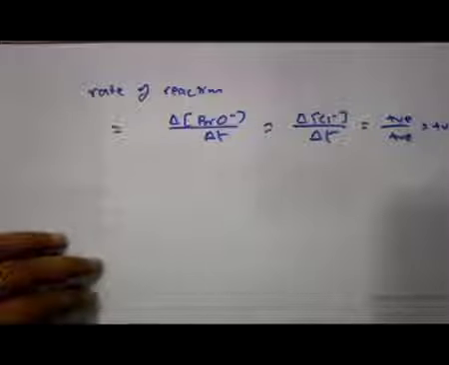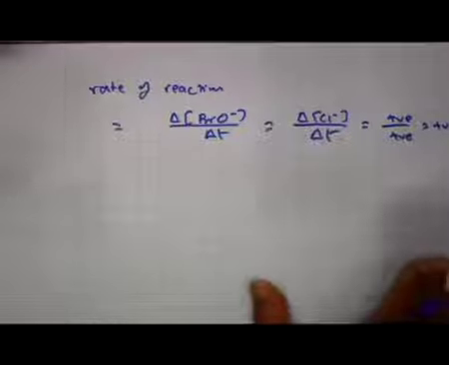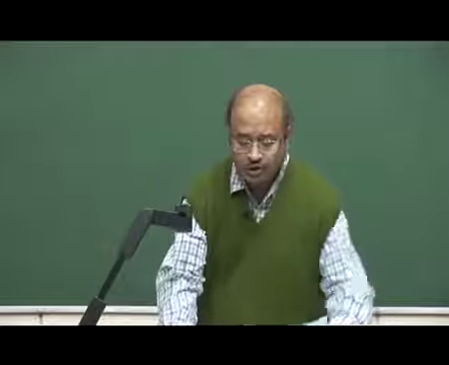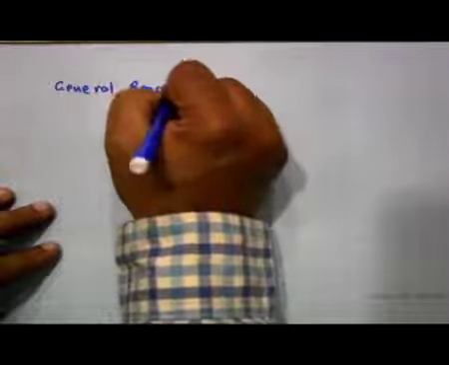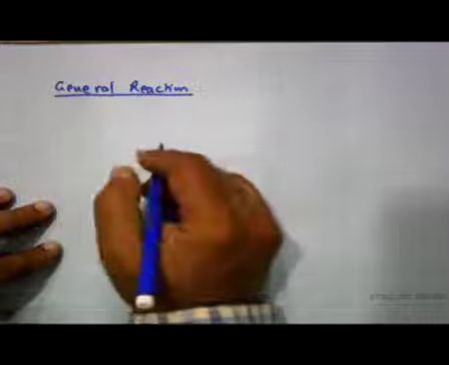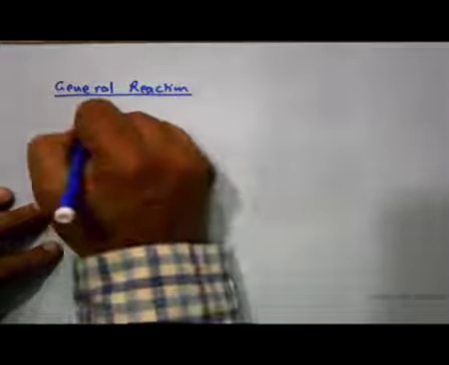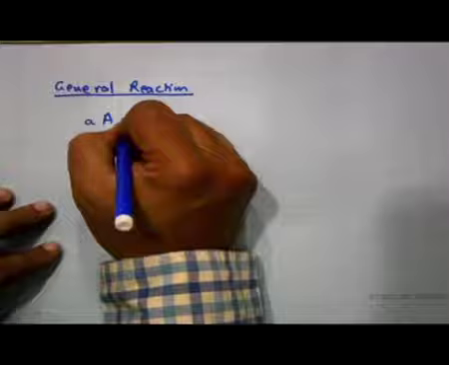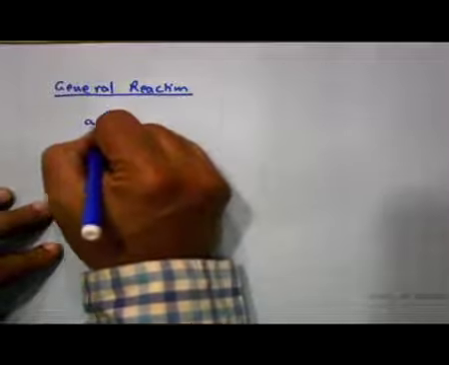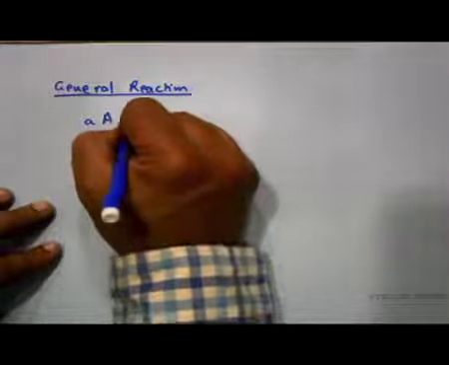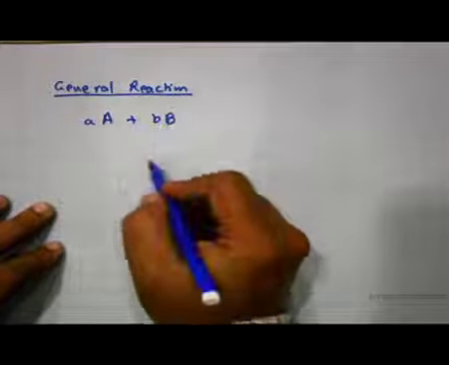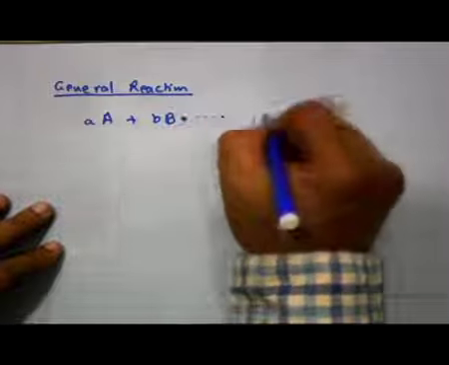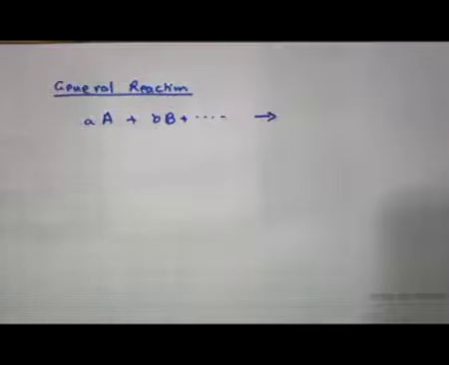Okay. So, now let us start with a reaction. Let us consider a very general reaction. Let us see how we can represent that. The general reaction goes like this: small a, which is the stoichiometric coefficient of this chemical species A, small b, which is the stoichiometric coefficient of the reactant B, plus other reactants, giving you this reaction.